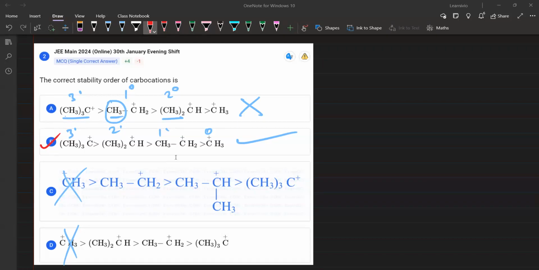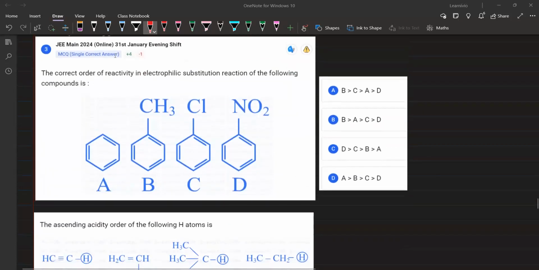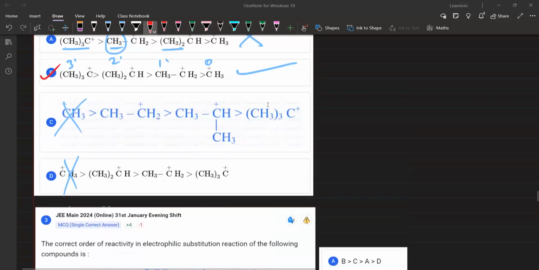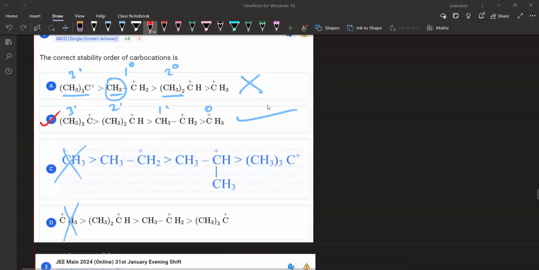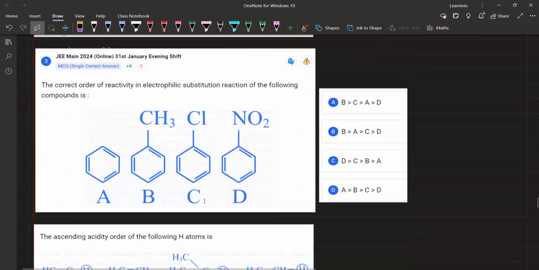Okay, moving on. The correct order of reactivity in electrophilic substitution reaction is following. What is the question? Instead of this positive charge, you will have CH3 whole thrice carbon attached to Br, CH3 whole twice CHBr. So any halogen atom will be attached in this way. And then they will ask regarding the SN1.